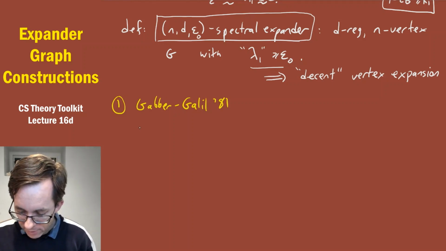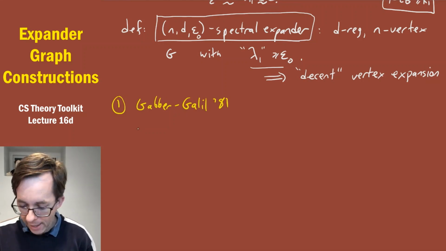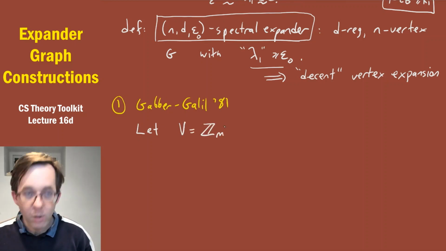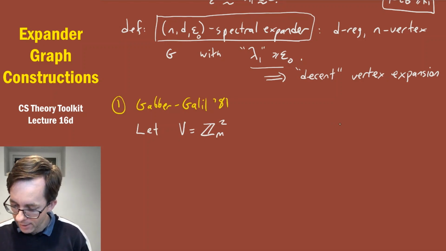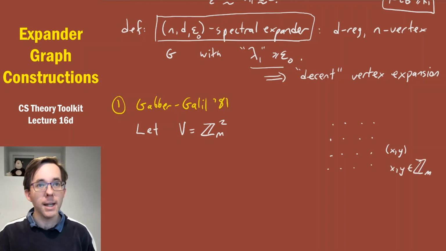Family of graphs. You pick a parameter m, and then the vertex set for your graph, V, will be the integers mod m, squared. So you think of it as like a grid. Here's an m equals 4 example. These vertices are indexed by pairs (x, y), where x and y are integers mod m. Okay, that's the vertex set.